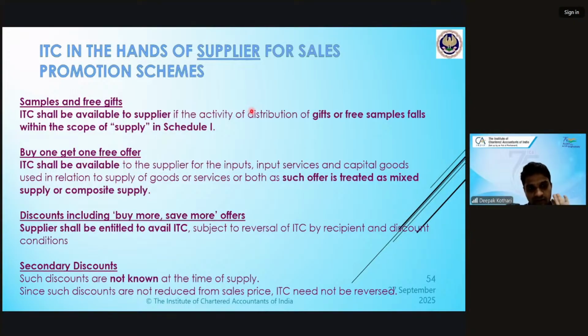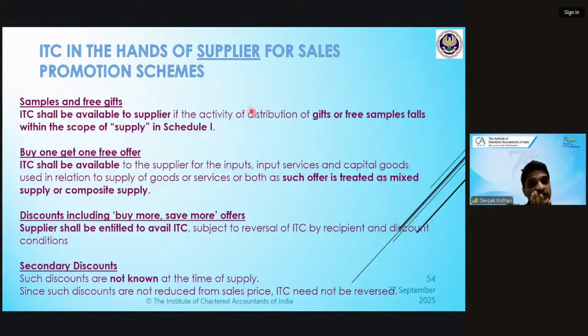ITC not available, need to reverse. Okay Anubhav, but right now I'm saying ITC will be available in the case of Schedule 1. So brush up your learnings in Schedule 1, then you'll get your answer. Oh, you've forgotten Schedule 1, very, very few answers coming in. Come on.